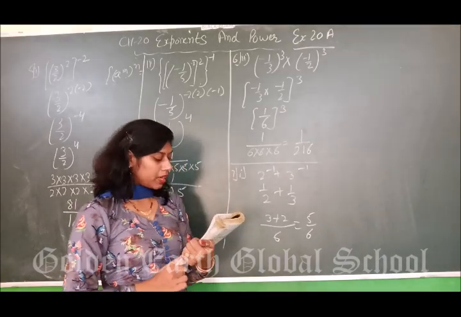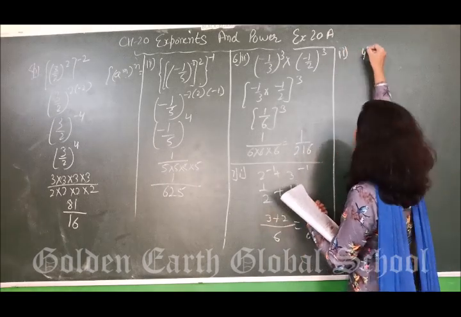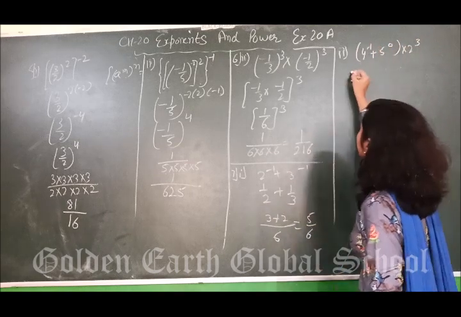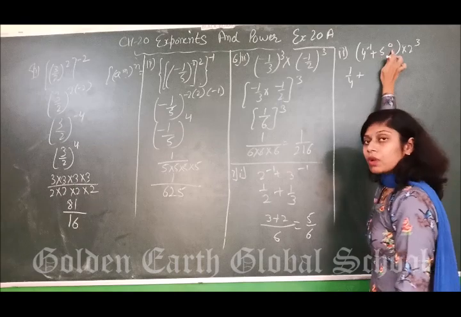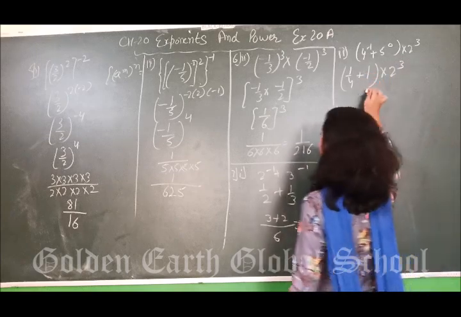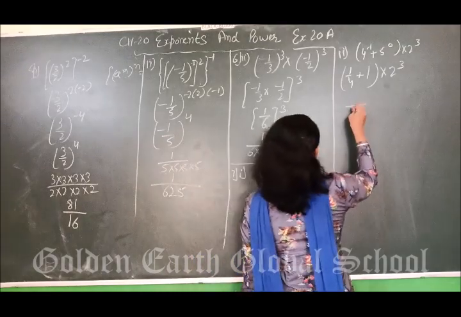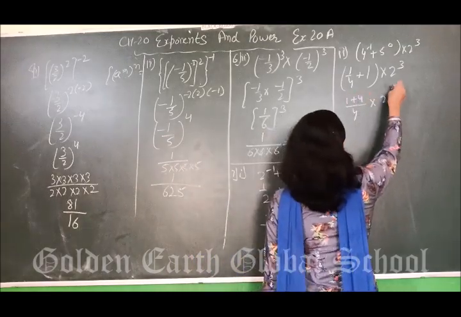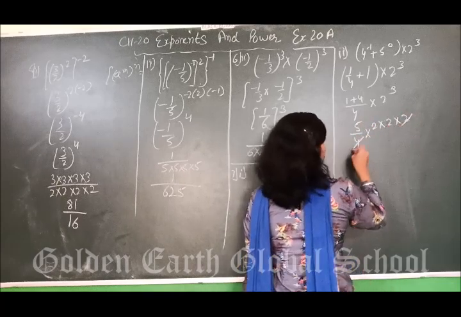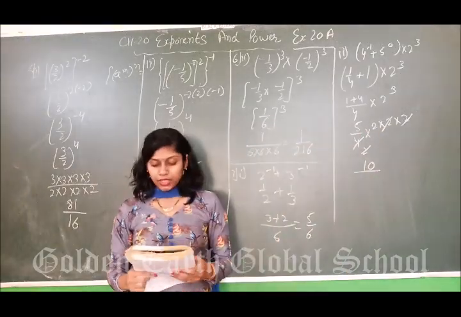Next, second part. 4 raised to power minus 1, 5 raised to power 0 into 2 raised to power 3. First we take the reciprocal, 1 by 4. Anything raised to power 0 is 1, into 2 raised to power 3. So here we will do addition by taking the LCM. 4 will be LCM, 1 plus 4 into 2 raised to power 3, 5 upon 4, 2 to the 4, so answer will be 10. Clear? Next, third part.